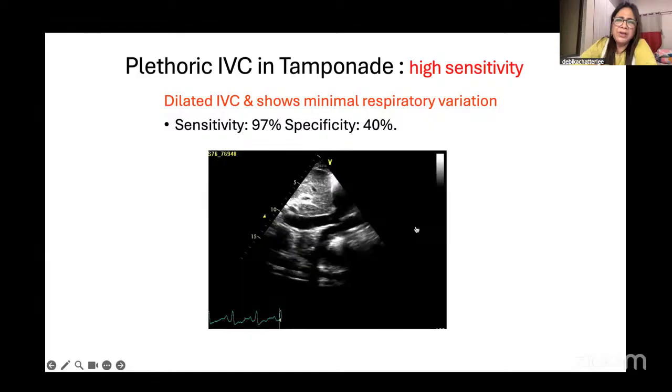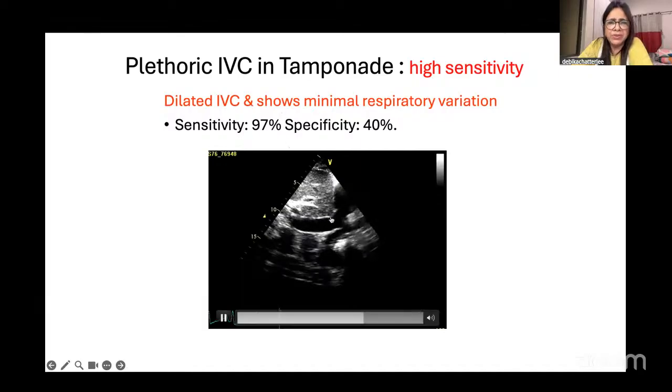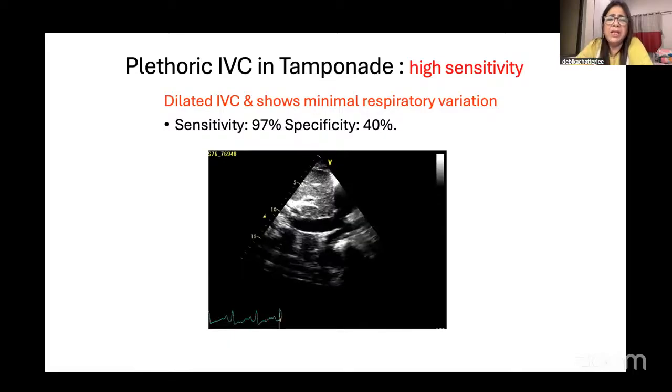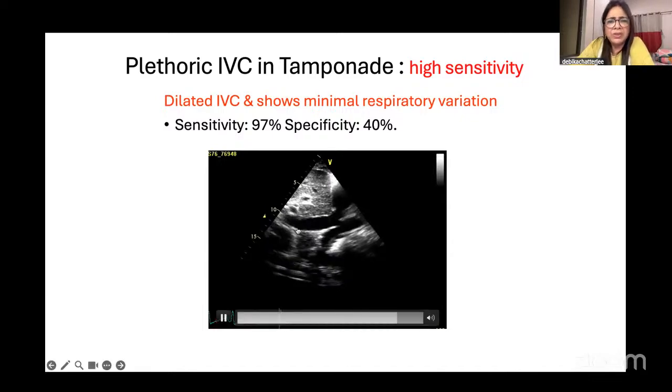And next, a very, very important sign which can be easily picked up from the subcostal view is the dilated IVC with minimal respiratory variation. It has a very, very high sensitivity of 97%. You ask the patient to sniff, and it doesn't show any respiratory variation. Normally, the IVC is reduced in size by more than 50% during inspiration, and that disappears, and the IVC is dilated.